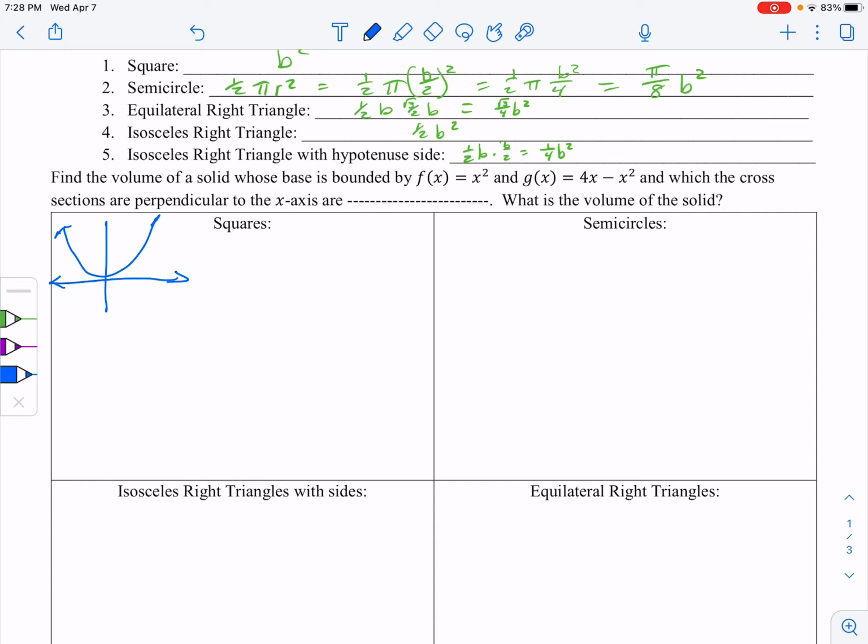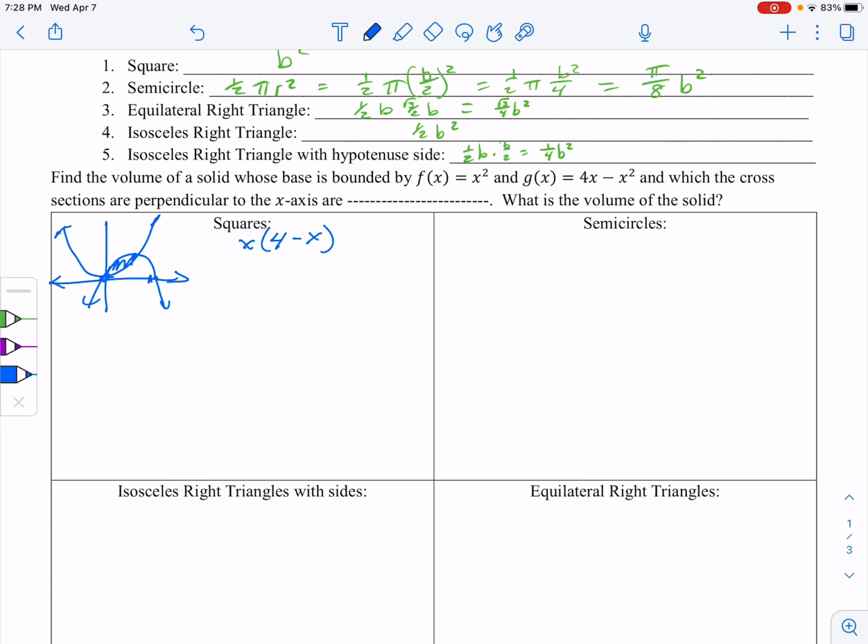This is a parabola. Its roots are what? You take x out of it and you get x times 4 minus x, so it's at 4 and 0. So it's opening down. So here's the section I'm worried about. So I have to find the intersections.